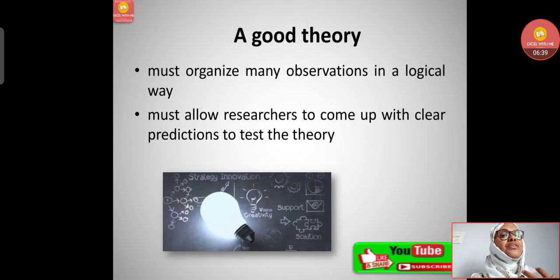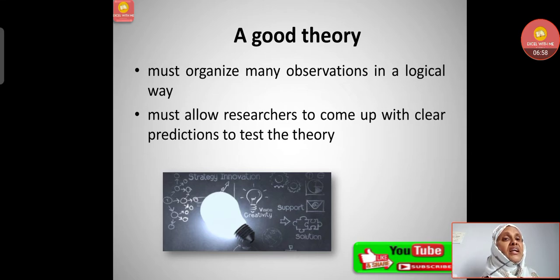Now, what is a good theory? We are talking about how they will take up the theory, they will make new theories. Now, what is a theory? Theory must organize many observations in a logical way. There should be a logic to make any observation.